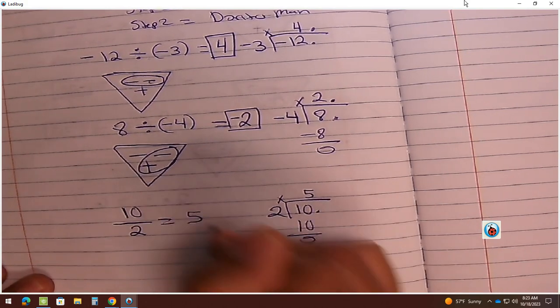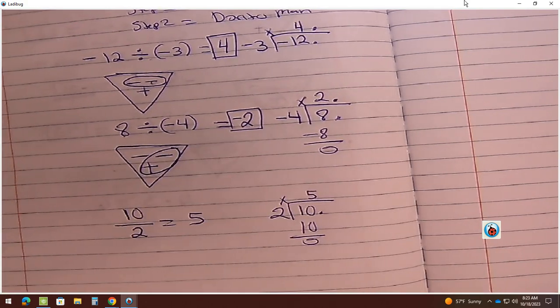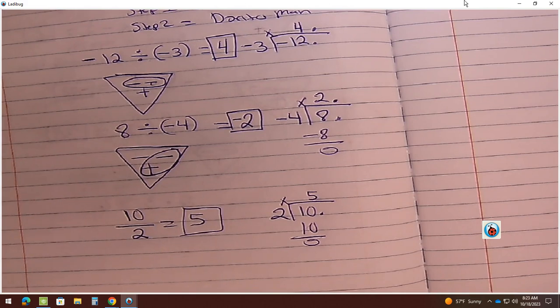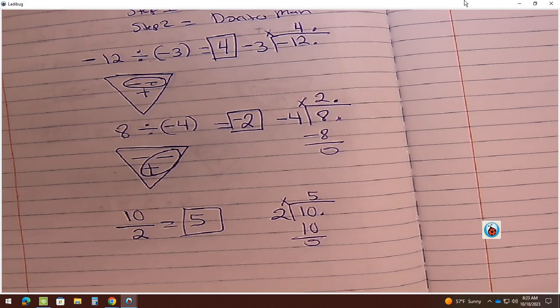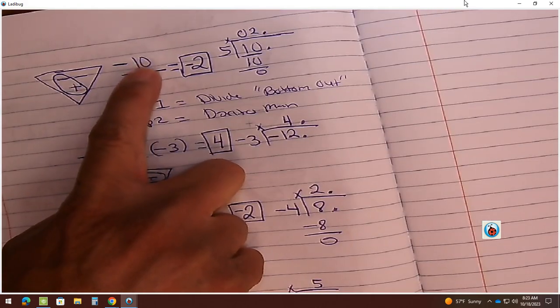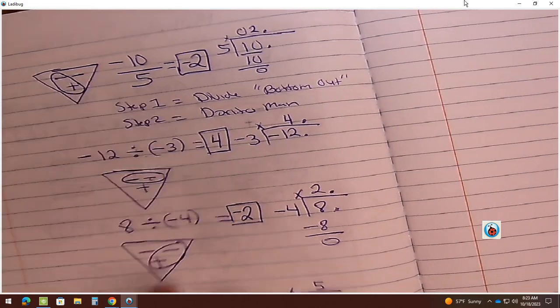The answer is 5. Do I need a Dorito man here? Why? They're positive, it's just 5, you're done. That's it. Any questions on how to divide and multiply integers? When do I need a Dorito man? When you're multiplying and dividing and there's negatives. If you see a negative and you're multiplying and dividing, you better draw a Dorito man so you can know what to keep.